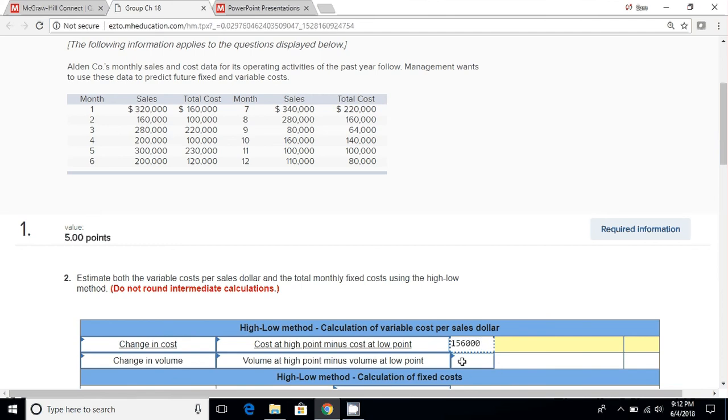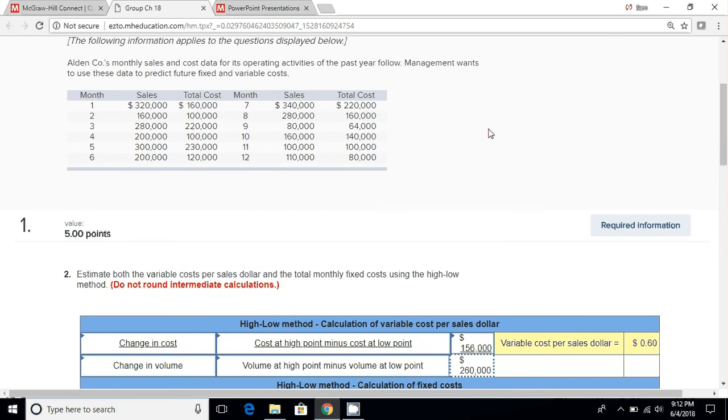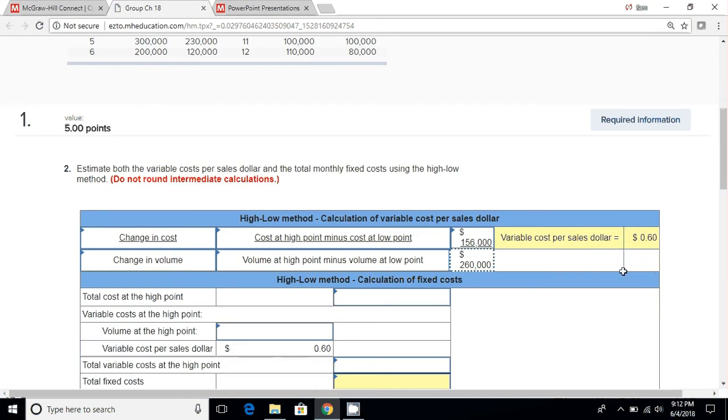And then we take the volume at the high minus the volume at the low. Well, that's 340 minus 80, right? Does everybody see that? Volume at high minus volume at low, 340 minus 80, and that's going to give us 260,000. It should do the math for us, hopefully. Yep. It said that our variable cost per sales dollar is going to be 60 cents. Okay, I like it. I think that looks pretty good.